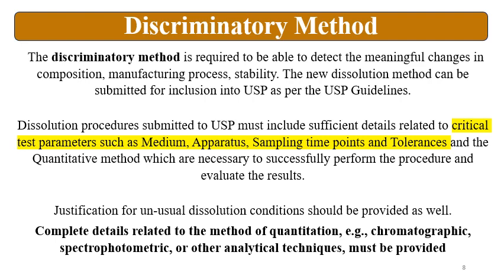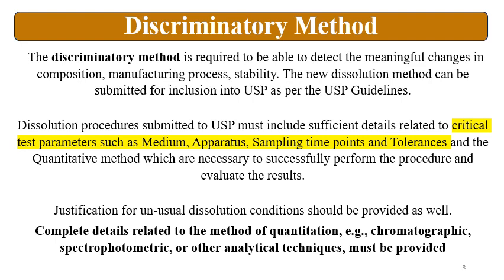Then the dissolution procedure submitted to USP must include sufficient details related to the critical test parameters such as medium, apparatus, sampling point and the tolerances, and also the quantitative method which are necessary to successfully perform the procedure and the result evaluation. Then justification for unusual dissolution conditions should be provided as well.